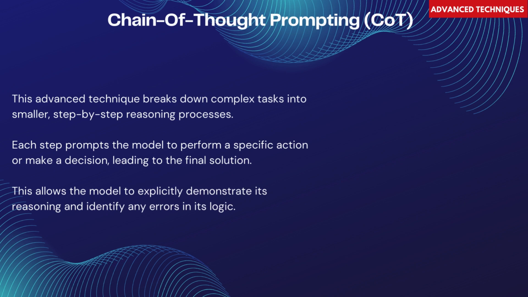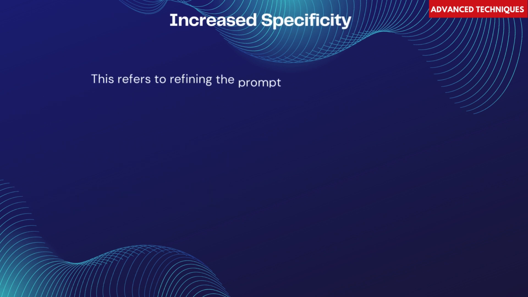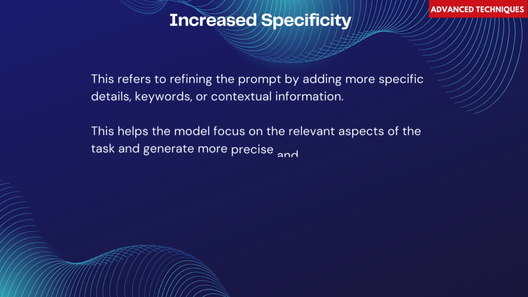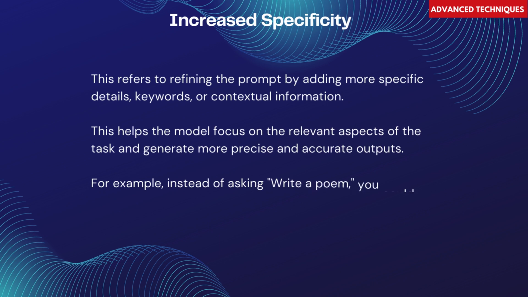This allows the model to explicitly demonstrate its reasoning and identify any errors in its logic. 4. Increase specificity. This refers to refining the prompt by adding more specific details, keywords, or contextual information. This helps the model focus on the relevant aspects of the task and generate more precise and accurate outputs. For example, instead of asking "write a poem," you could specify "write a sonnet about love and loss."